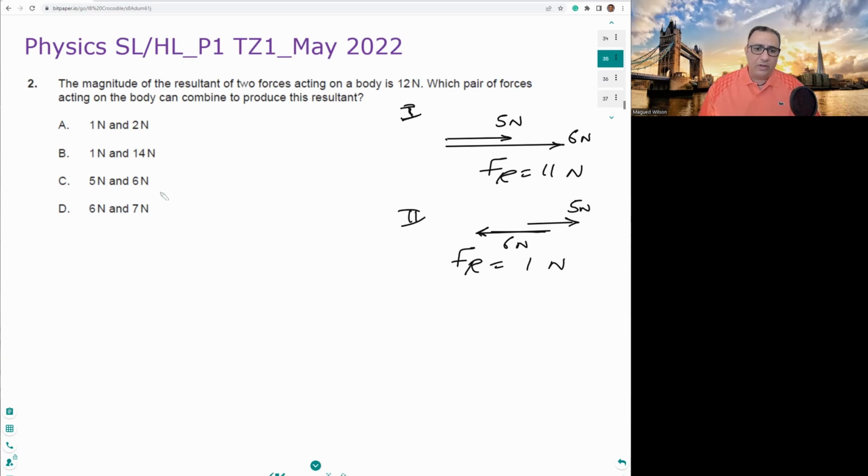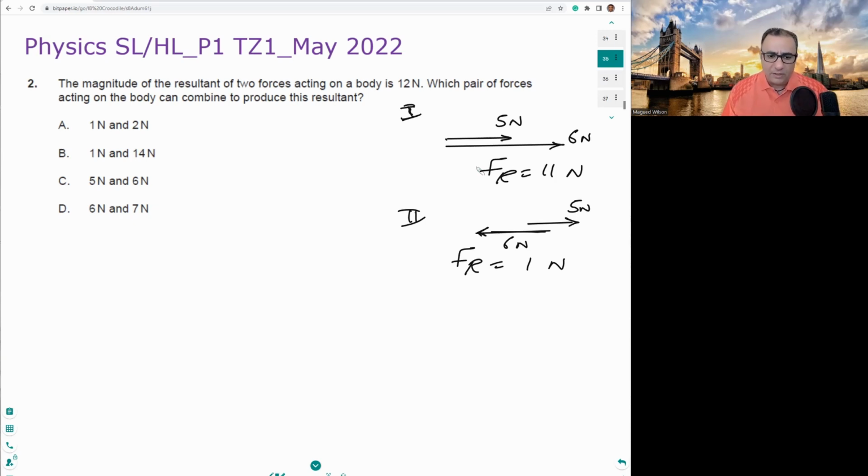So I call the first case the maximum resultant, if the two forces are in the same direction. And the second case, I call it the minimum option, where the two forces are on the same line of action and opposite to each other. So the minimum resultant force here is 1 Newton. So obviously 12 Newton is outside the range between 11 and 1, so option C here is not the right answer, but I'm trying to show you how to think about this question.